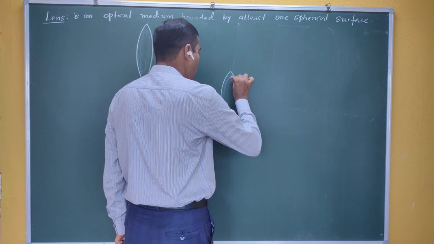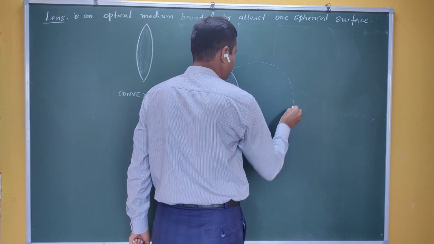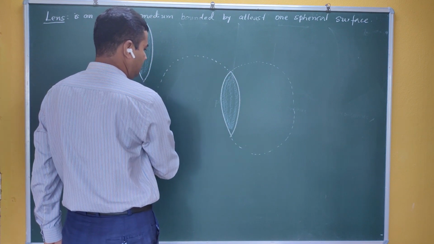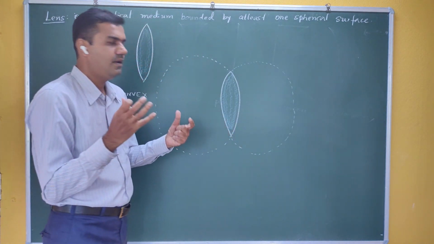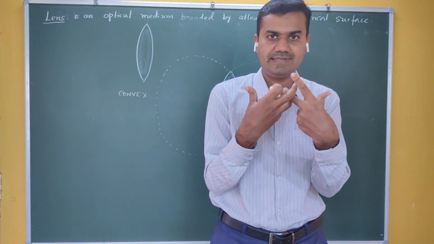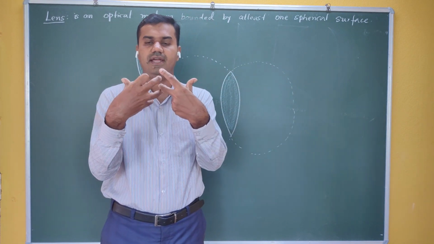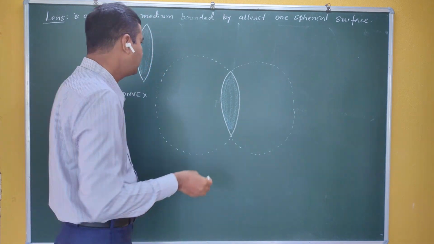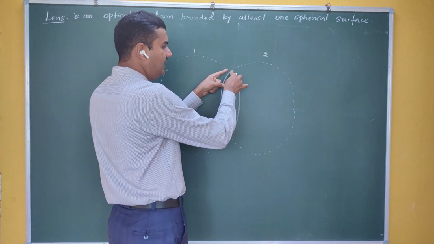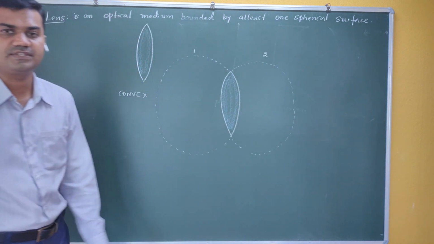Now let us make some imagination here. Imagine that we have two spherical glass spheres and they are intersecting. Of course, this is not actually possible, because if you try to make two spherical glass spheres coincide, they would break. But let us imagine that. This is one spherical glass sphere, and this is the second. When the two spheres intersect, the intersected part is nothing but a convex lens.